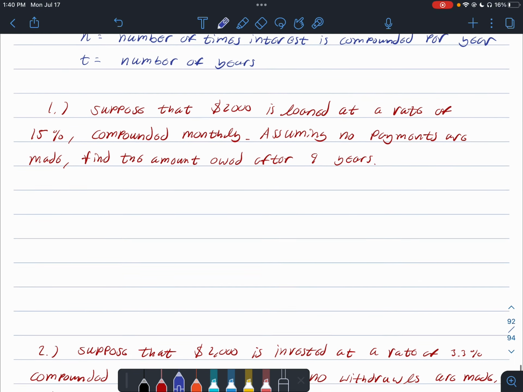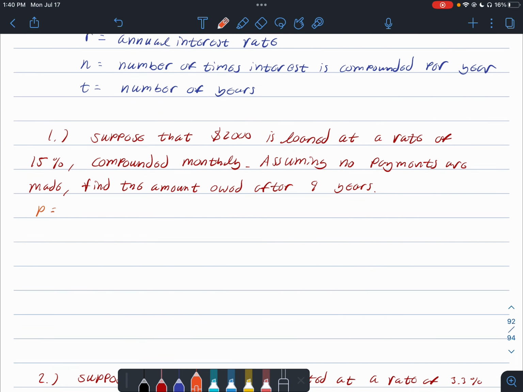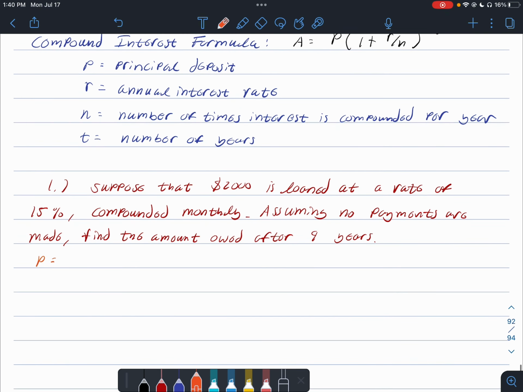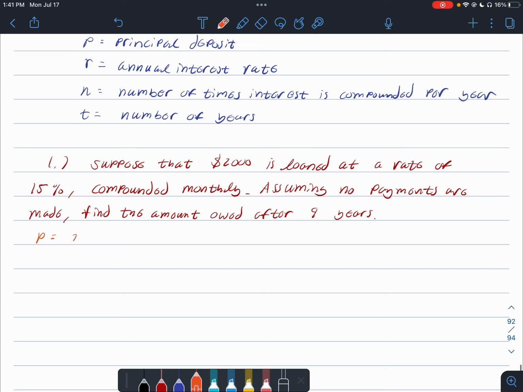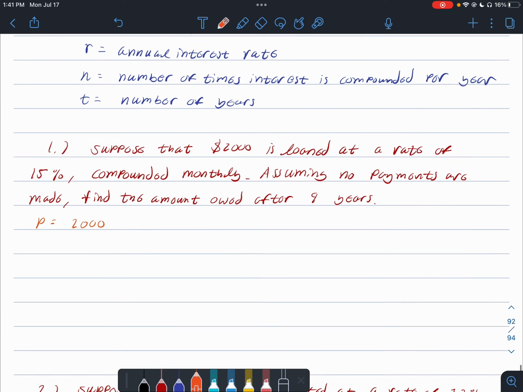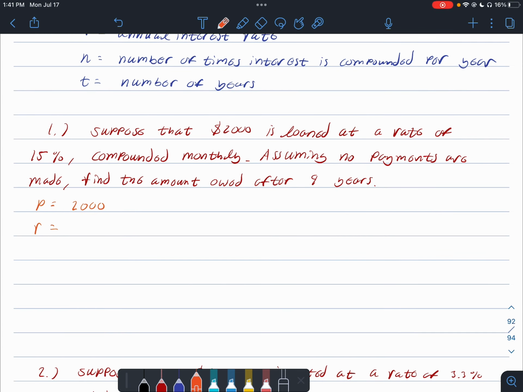All right, so let's find each of our values. Here we want to find P. P is our first value. That's our principal amount. Since we're taking a loan, it's our principal amount. So from this problem it looks like $2,000 is our initial amount. So P equals $2,000. Okay. R is our annual interest rate. All right, so it's loaned at a rate of 15%. So anytime you see something worded that way, where a loan is at 15% or an investment is at 15% or whatever, that is your annual interest rate.